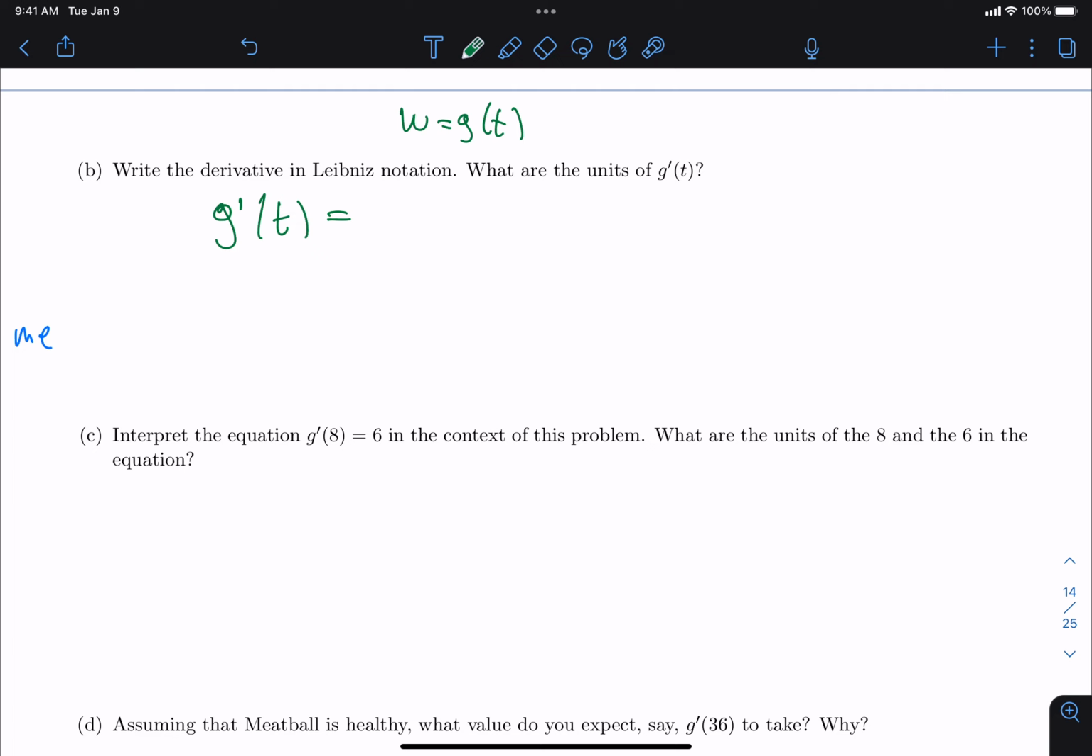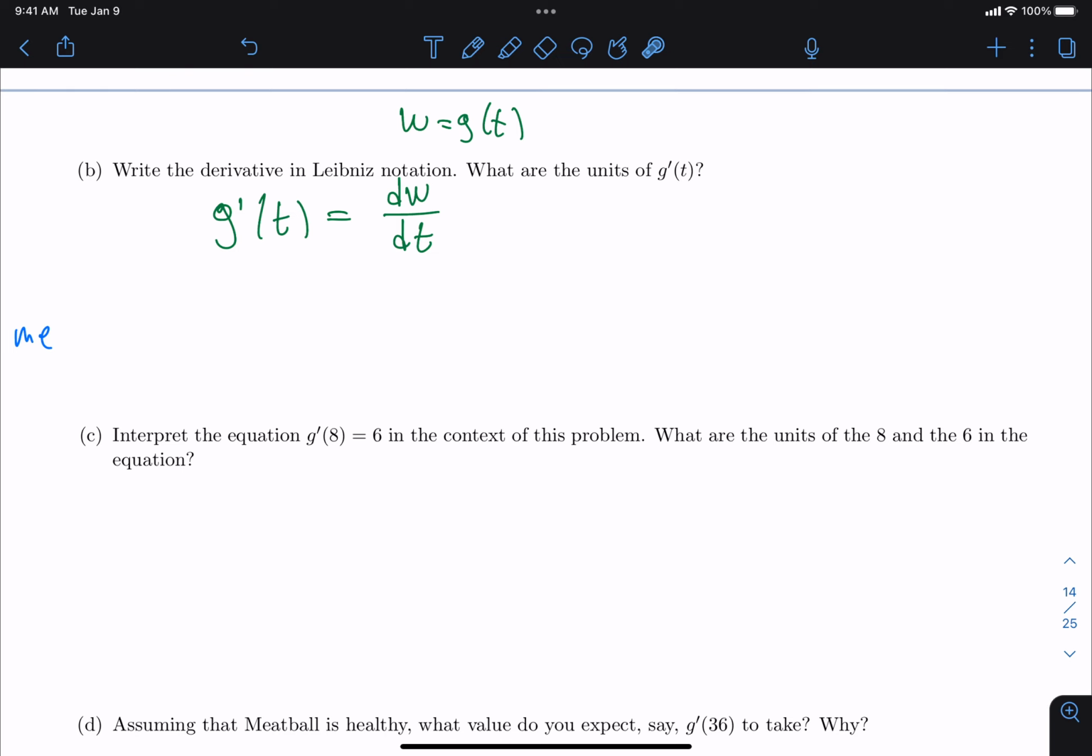So we want the change in w, because g is just the function which takes us from t to w. So change in w is what we're looking for, which would be dw over dt in this case, okay, dw dt. So these two things are interchangeable notation-wise.